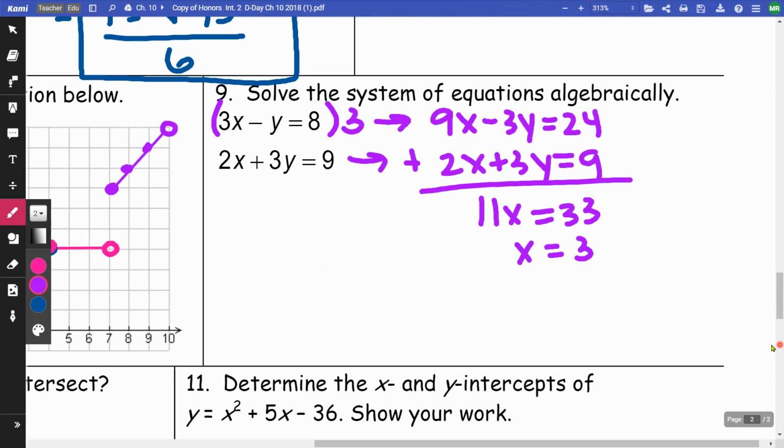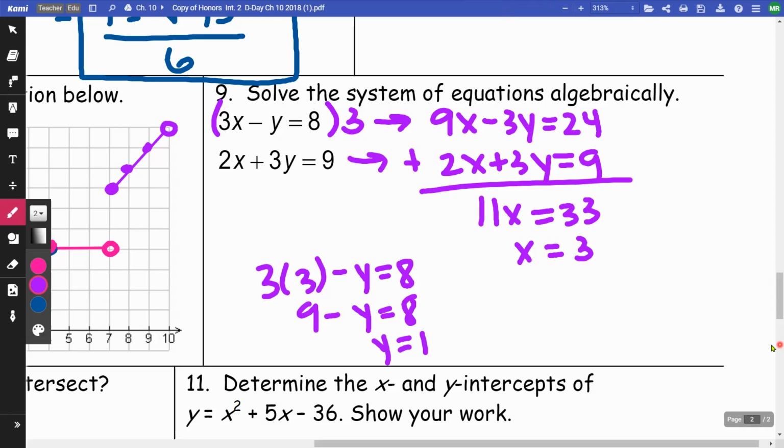So x is 3. And then I'm going to plug it into the first equation. So I get 9 minus something equals 8. So y is going to be 1. So my solution is (3, 1).